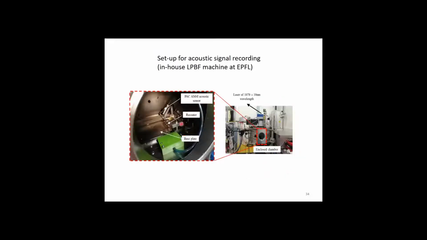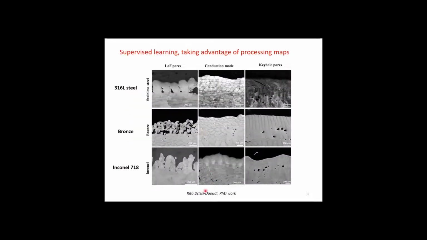Here's the setup in our machine. You have a microphone which is put there, and you can see here, this is the base plate. This is an in-house machine, and that's the gas flow system here. That is the work of Rita Sidaoudi here, a PhD work together with EMPA. And so on purpose for the three materials here, stainless steel, bronze, and this time Inconel 718, we go in the three different modes and we record the acoustic signals.